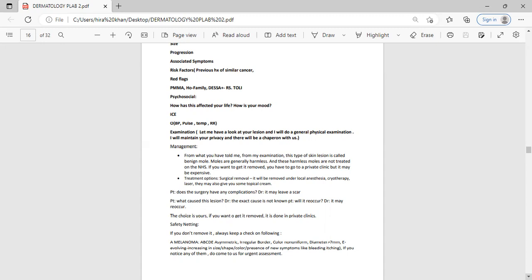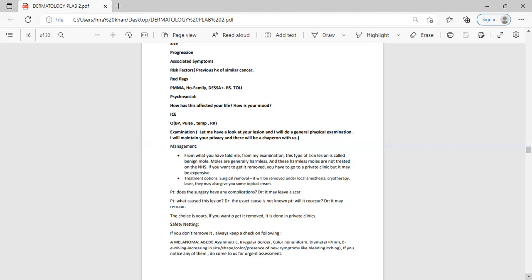No. As I have told you, these are harmless lesions, and they need a simple incision to be removed. The surgeon does not give you general anesthesia. It's all done under local anesthesia, so it's a minimal procedure and does not have complications. Okay. Hopefully, it may leave a little bit of scar, which will settle with time.